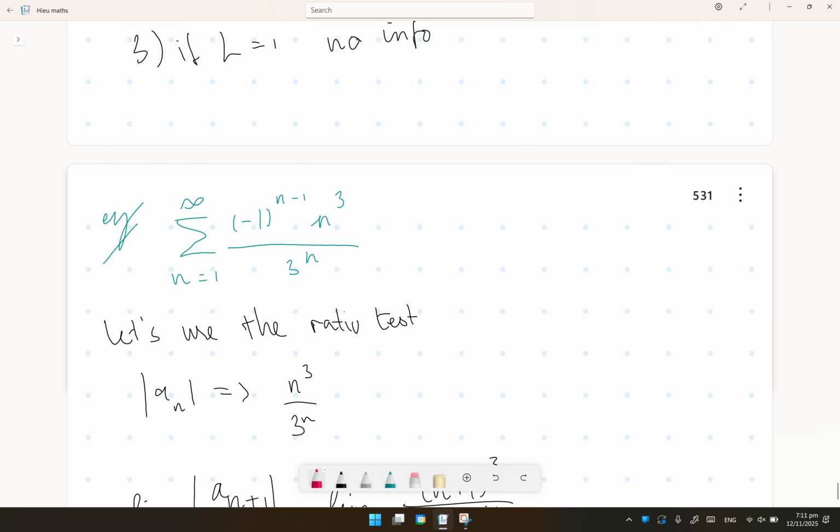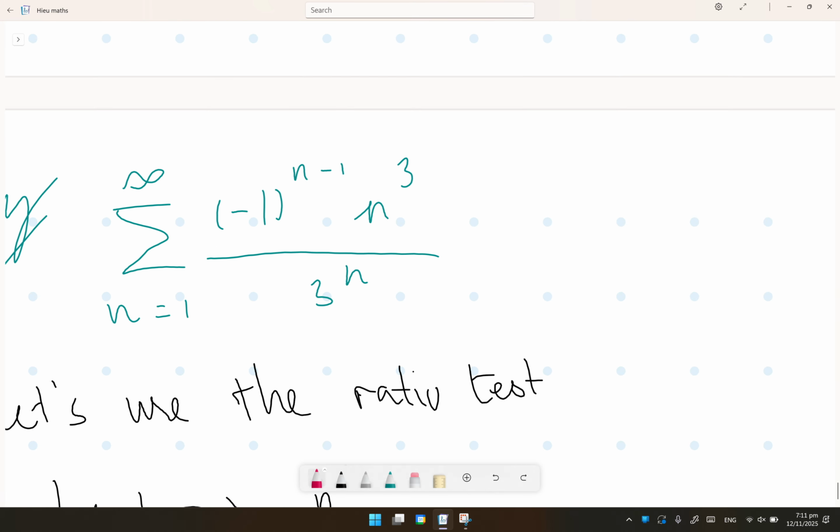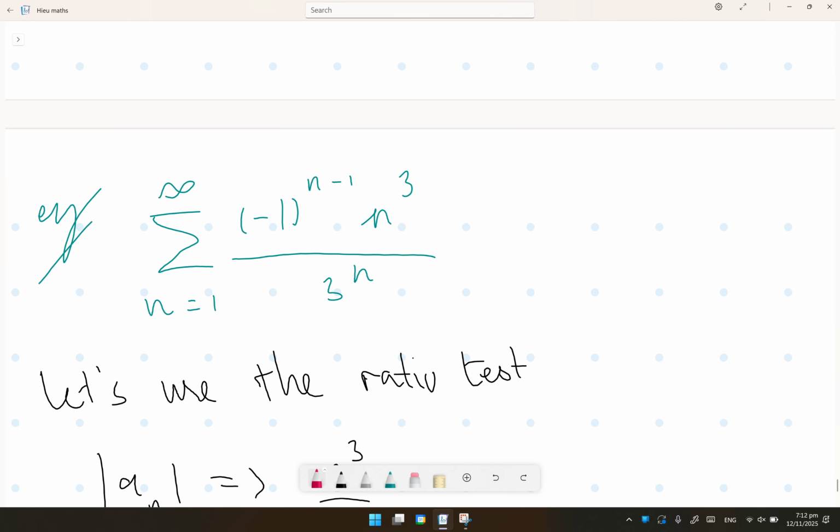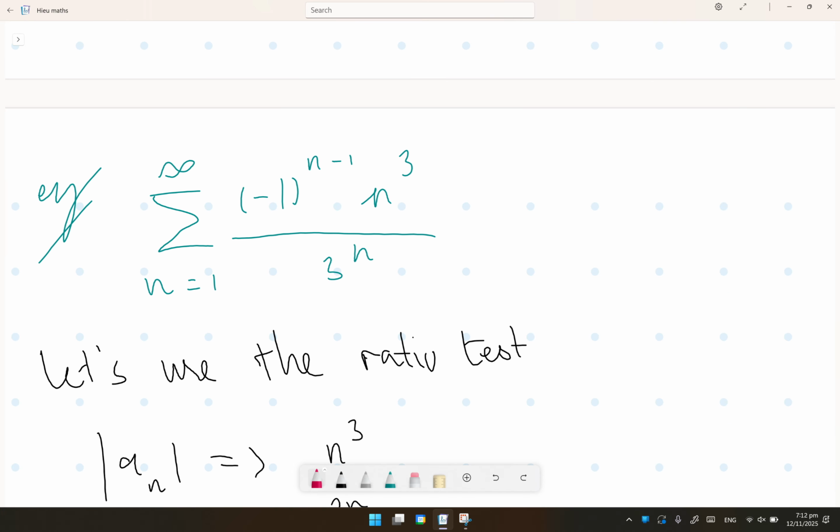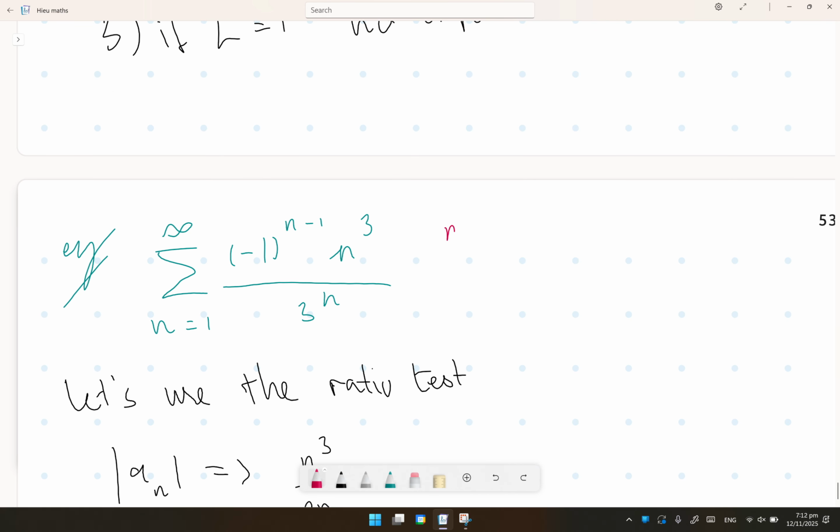So we've got a few examples here to run through. So let's try this. We have this equation here: (-1)^(n-1) times n^3 over 3^n. So you can see how we have n^3 over 3^n. And if we were to have (n+1)^3 over 3^(n+1), well, 3^(n+1) is just 3^n times 3, right? You can see how these kind of cancel out.